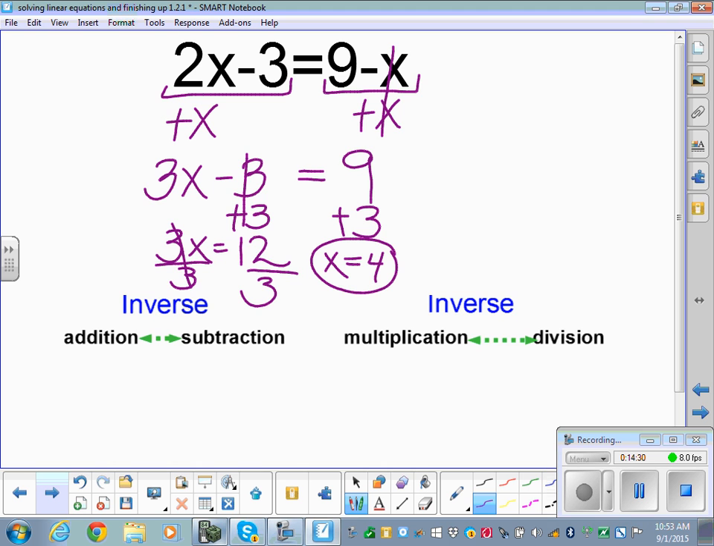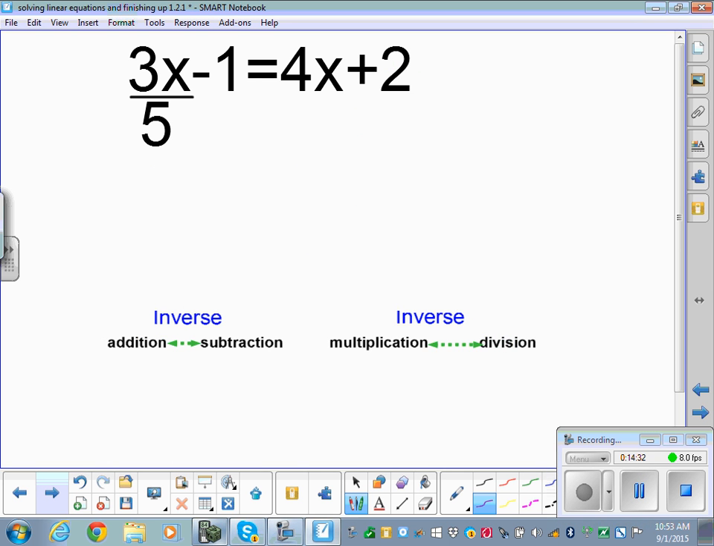Okay. Let's do a harder one. 3/5 x minus 1 is equal to 4x plus 2. Now, I went over this one first hour, and then there was one like it on the assignment, and people were like, I can't do this one because I'm dealing with fractions. So you should be watching and taking notes, and then you should be okay.